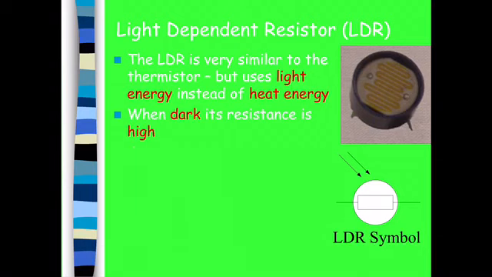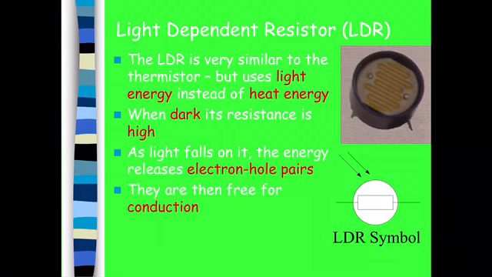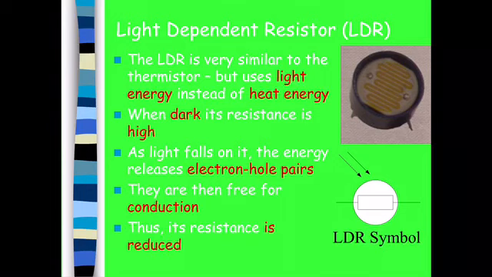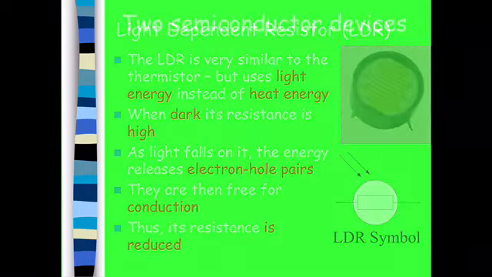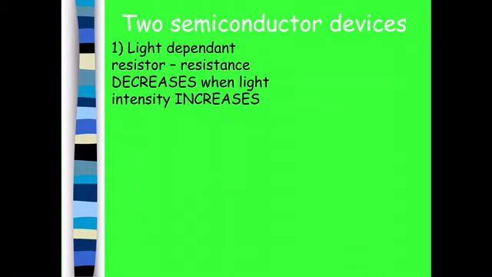So when it's dark, its resistance is high. But when it's light, the resistance decreases, because there's more electron-hole pairs which are free to conduct the electricity. Rather simple, really. Now, the next thing we have to look at is how this can be represented graphically. How can we draw a graph of both the two types of semiconductors? So we'll start with the light-dependent resistor.